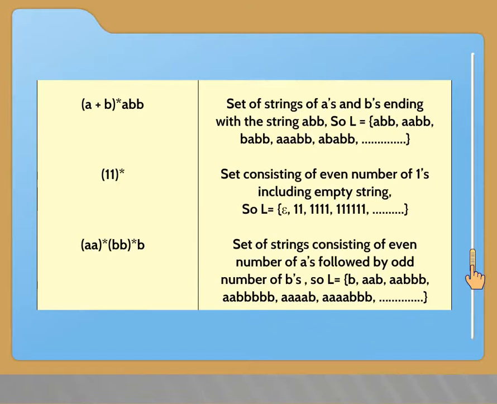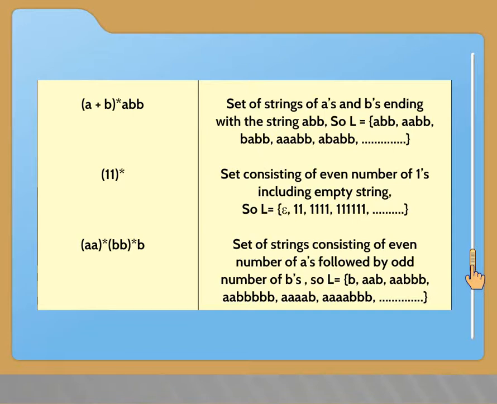A plus B, the whole star, ABB. Set of strings of A's and B's ending with the string ABB. So L is equal to ABB, AABB, BABB, AAABB, ABABB, and it goes on.